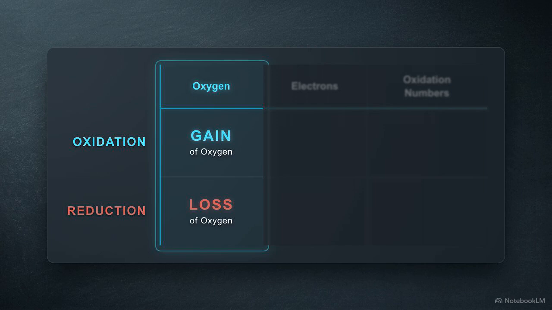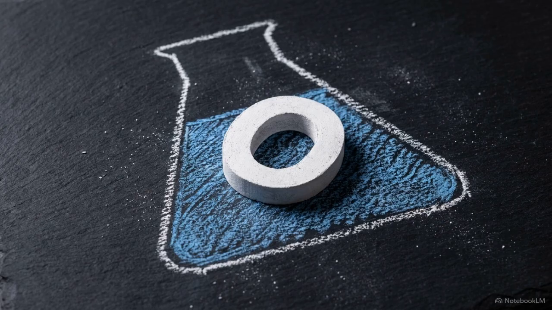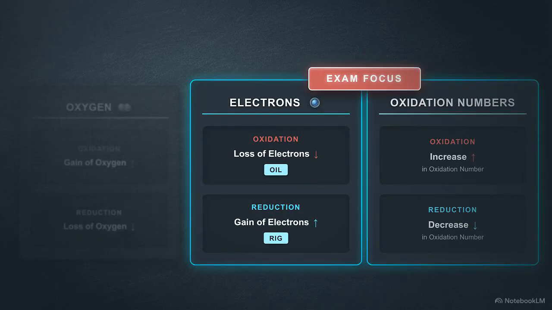and oxidation numbers. This first column is the simplest. In this dimension, oxidation is the gain of oxygen, and reduction is the loss of oxygen. That definition works well if oxygen is present in the reaction, but many chemical equations don't involve oxygen at all, which makes the next two dimensions critical for exam success.